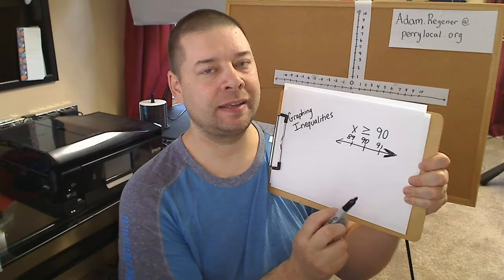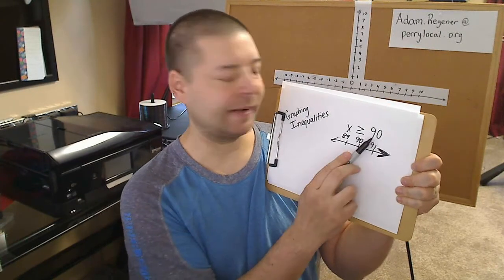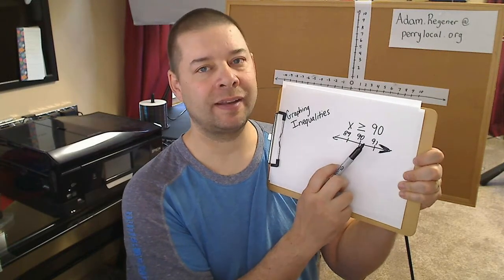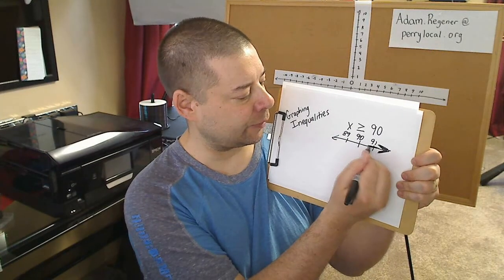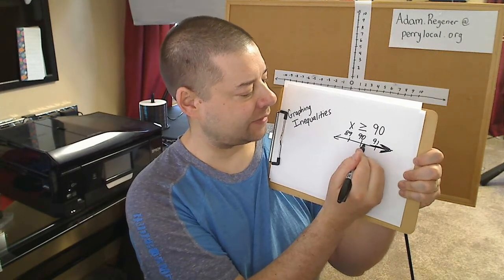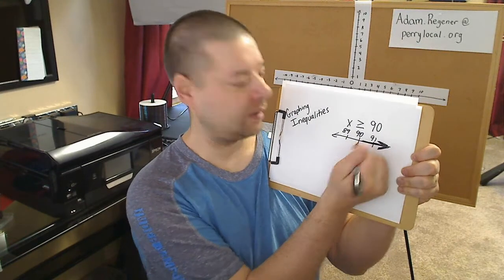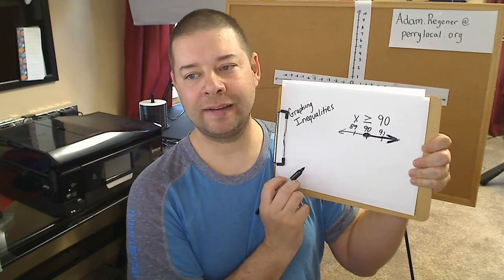The second thing is, should I have an open circle or a closed circle on 90? Since this is x is greater than or equal to 90, it's going to include 90. So it makes sense that my line would go through 91. It makes sense that it would go up to 90, but it's also going to include 90. So I show that with a closed circle on 90.